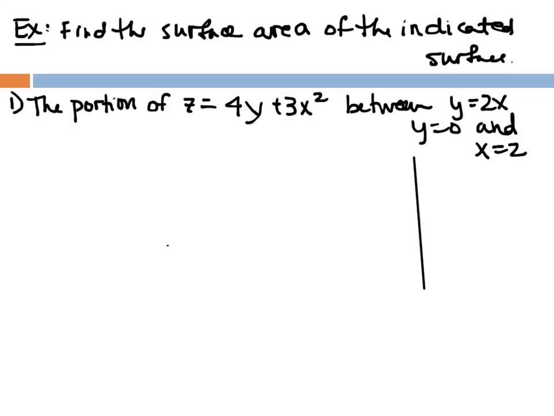And as is often the case, a picture of the region is sometimes helpful. So x equals 2 would be bounded over here. y equals 0 is my x-axis. And then I've got the graph of y equals 2x. So that has a y-intercept at the origin and a slope of 2. So a graph looking something like this. So I'm doing this right in here for my region.